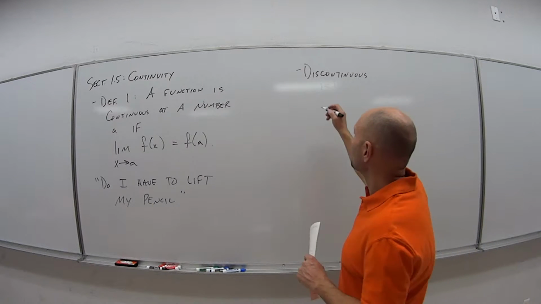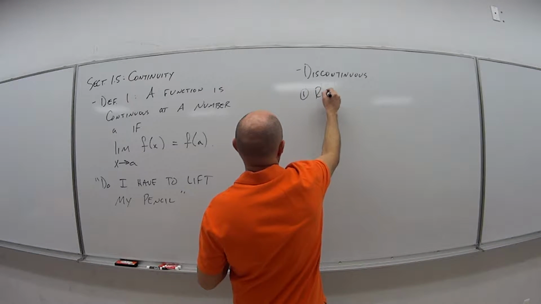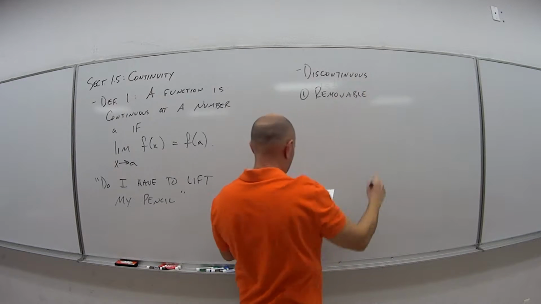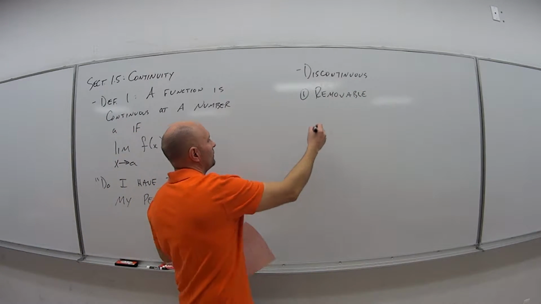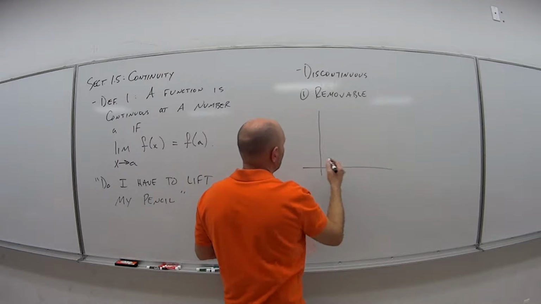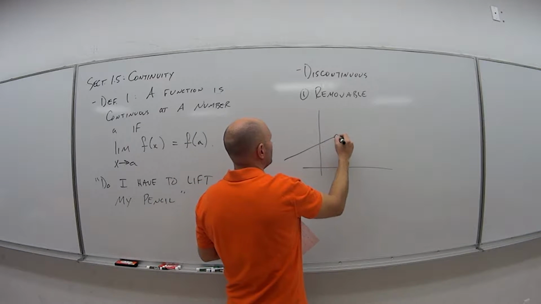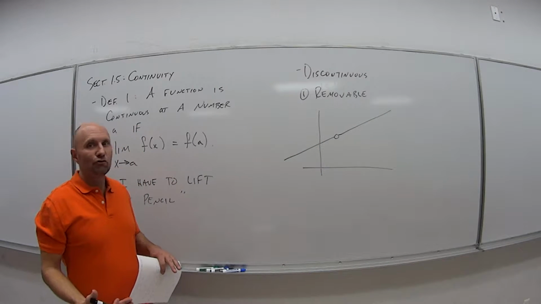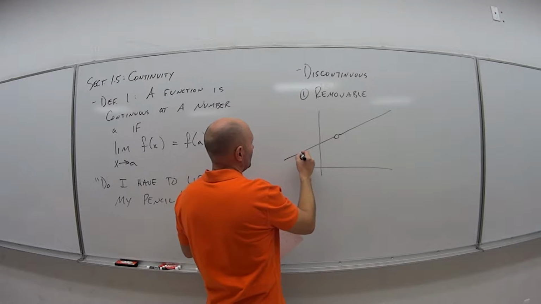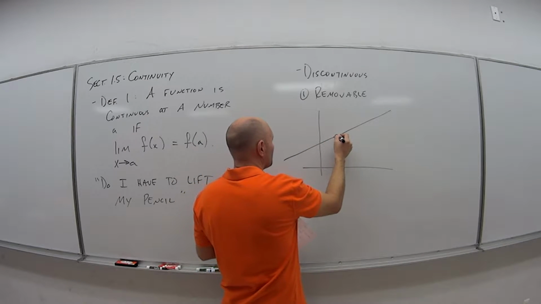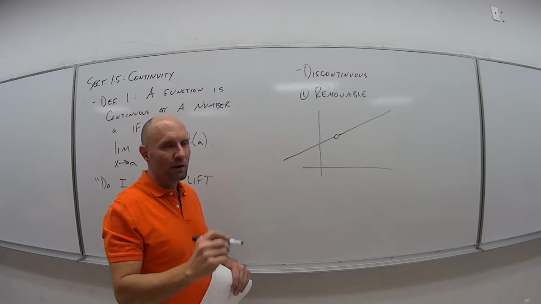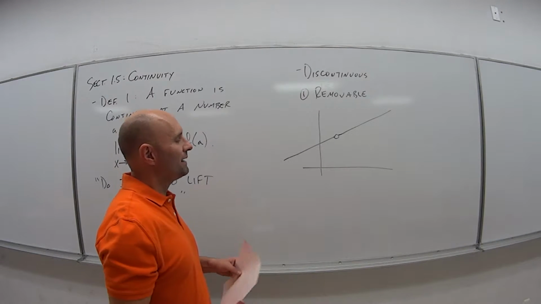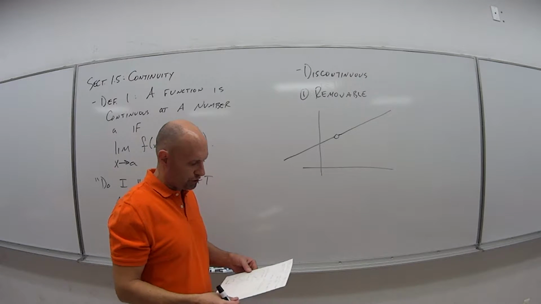So we have a few different types. The first is what's known as removable. So for example, what this might look like is similar to the following. Some line that has a hole in it. So can I draw this one without lifting my pencil? Well, I can get to this point, but then I have to pick it up for just a second before I continue. That instantaneous lifting and replacing of the pencil makes this not a continuous function.